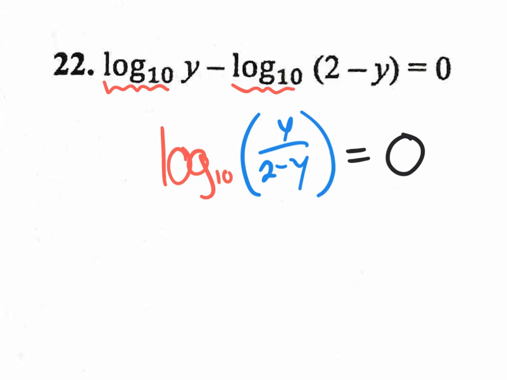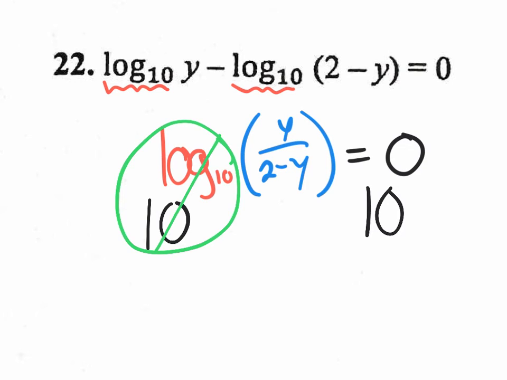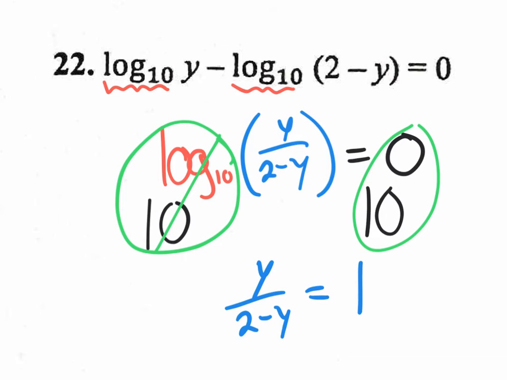So we want to solve for y, we want to get rid of that log base 10. So we're going to raise it to become a power of base 10. And what you do to one side, you must do to the other side. Raise it to become the power of base 10. So what we really have here is 10 to the log base 10, which eliminates. And we have 10 to the 0, which becomes what? 1. So we have y divided by 2 minus y equals 1.